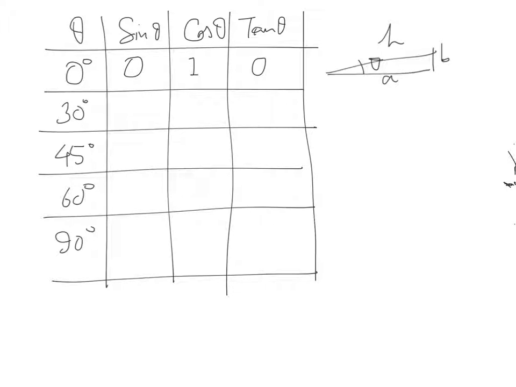Now let us draw a triangle whose one angle is 30 degrees, something like this. Let us again label the base as A, this vertical side as B, and the hypotenuse as H.